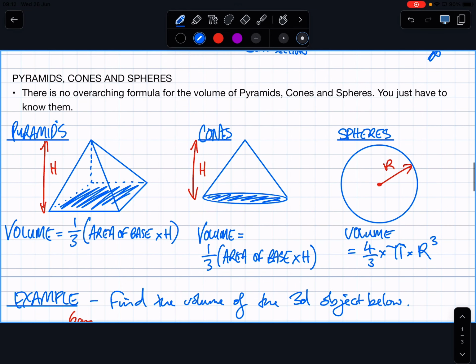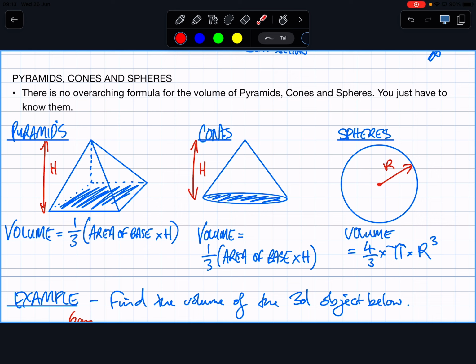There's no explanation for these ones. The volume of a pyramid, cone, and sphere: there's no overarching formula for the volume of pyramids, cones, and spheres. You just have to know them. So with a pyramid, what's special about a pyramid? The base is either going to be a square or a rectangle. You already know how to find the area of a square or a rectangle. So the volume of the pyramid is 1/3 times by whatever the area of the base is times by the height.